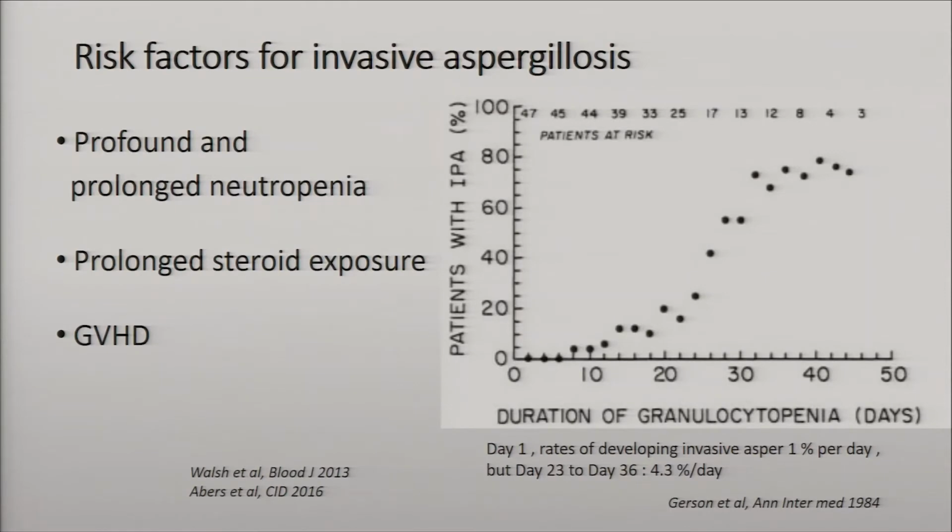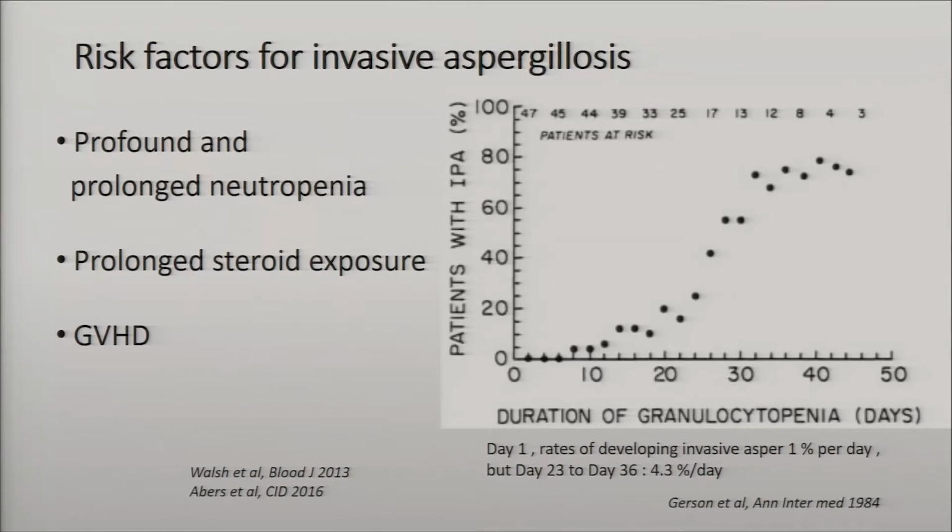Now, the risk factors for invasive aspergillosis, if you look on the table, there's a newsletter, page number 2, which well lists and illustrates the risk factors of invasive fungal infections. Okay, so profound and prolonged neutropenia, not only neutropenia. And on your right is a very old study, about 35 years ago.